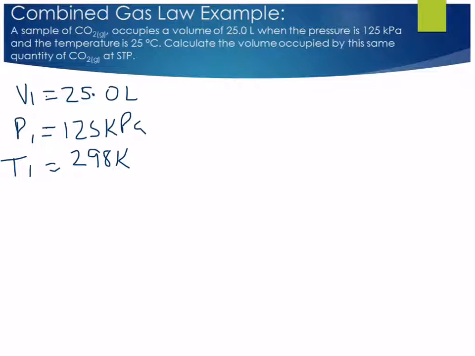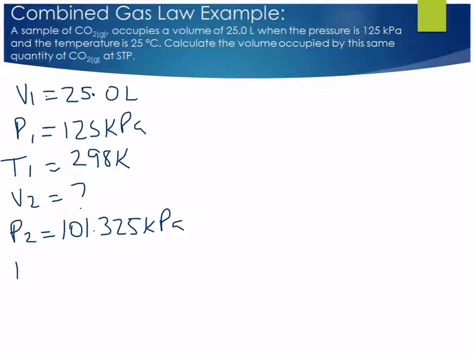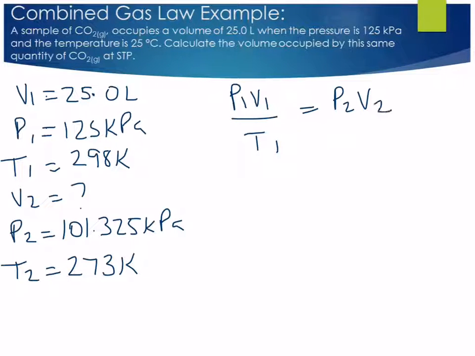It's asking us to calculate the volume, so we're looking for V2, by the same quantity of carbon dioxide at STP. So here's where we have to remember that standard temperature and pressure means that our pressure is 101.325 kilopascals, so that's a constant value, and our temperature is 0 degrees Celsius or 273 degrees Kelvin. So we need to remember that about STP and sometimes SATP, which gives us 101 kilopascals and 298 degrees Kelvin. So our formula is P1V1 over T1 equals P2V2 over T2.